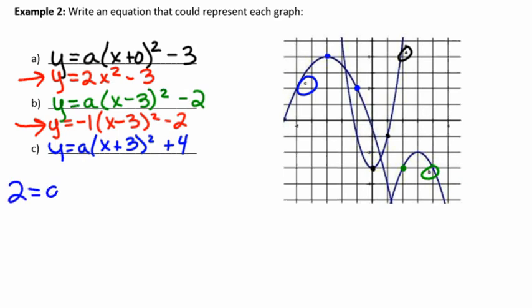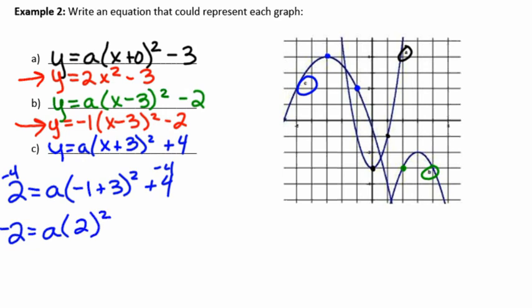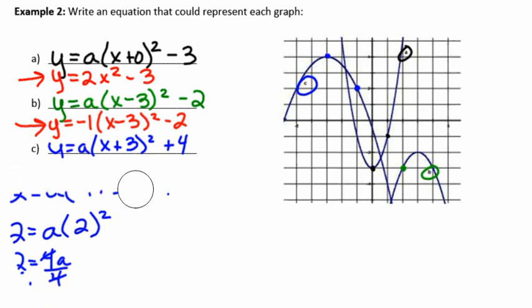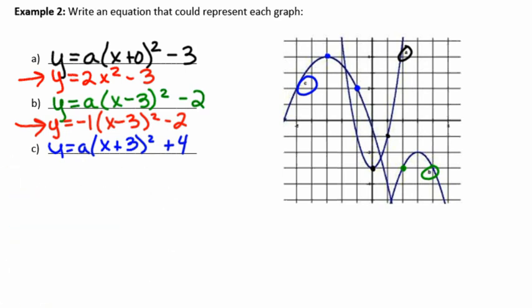So if my y is 2, what's my a value? If my x is -1, plus 3 squared, plus 4. Subtracting 4 from both sides, I have -2 equals a times -1 plus 3 is 2, squared, which is 4. Divide by 4, -1/2 equals a. So y equals -1/2 times x plus 3 squared plus 4.